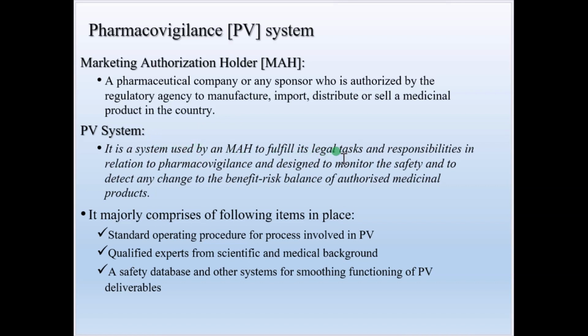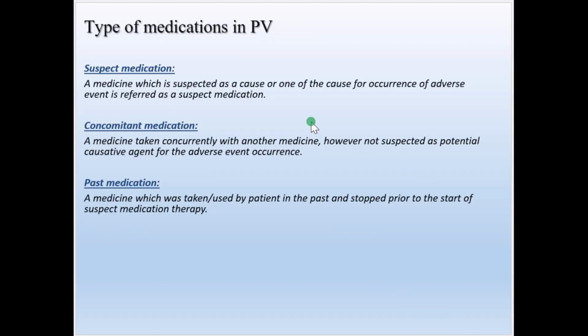It's that simple. Every MAH should have a system in place to fulfill the tasks and responsibilities for PV. And that system has to be designed in such a way that the safety of authorized medicinal products is monitored and any changes to the risk-benefit balance for their medicinal products are detected. So, a PV system majorly comprises standard operating procedures, SOPs, for PV processes in the company, qualified experts from scientific and medical backgrounds, a company-owned safety database and other systems for smooth functioning of PV deliverables.